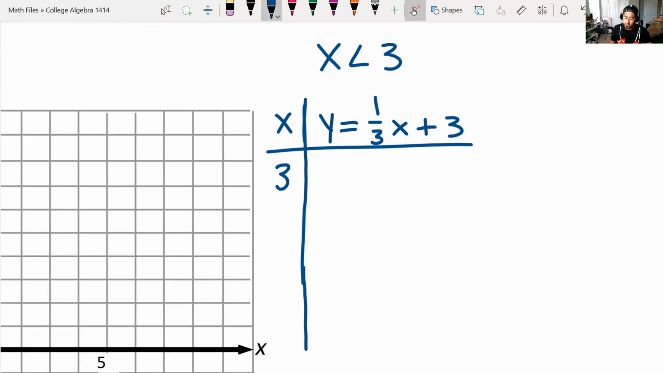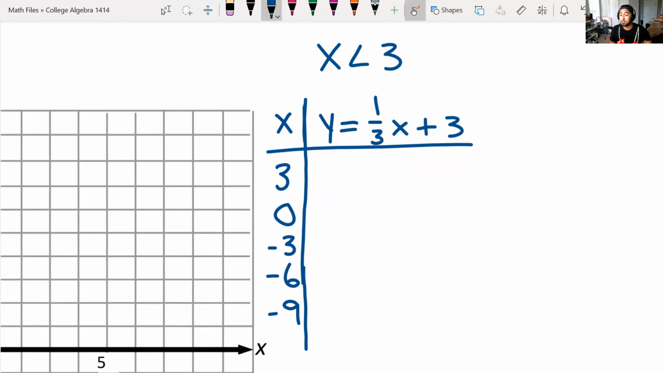And remember, we are plugging these numbers in for x, which means that we're going to get fractions. So we don't want to graph fractions. So the best thing to do here is to get rid of fractions. So the numbers we're going to choose are going to be multiples of the denominator, 3. So the next number that is less than 3 and is also a multiple of 3 is going to be 0. And then the next numbers less than that, also multiples of 3, -3, -6, -9. That's probably all we need.